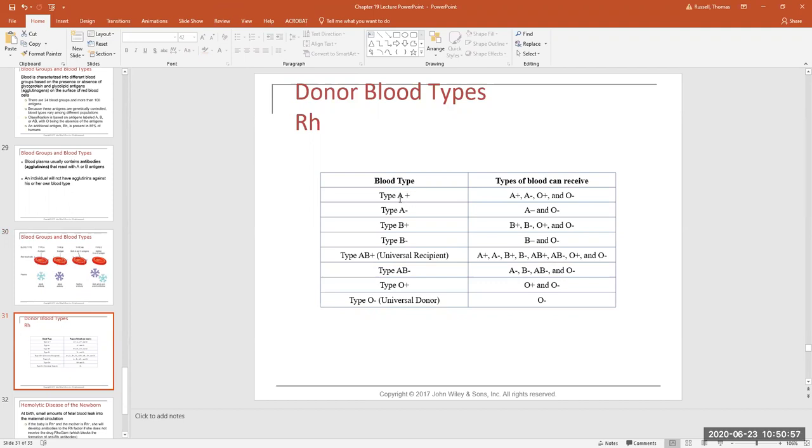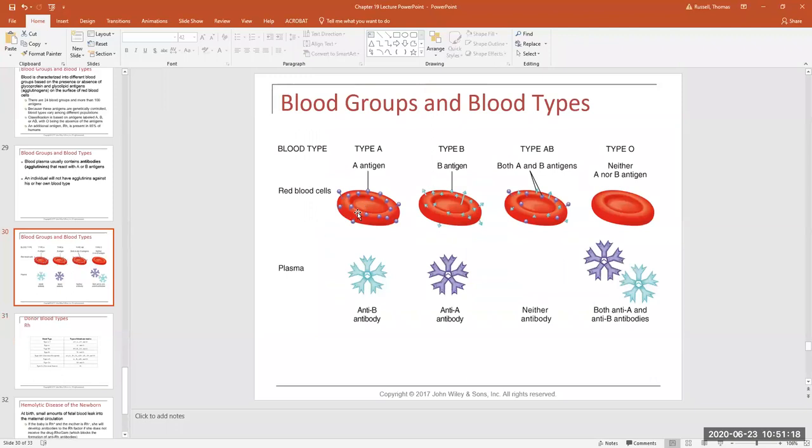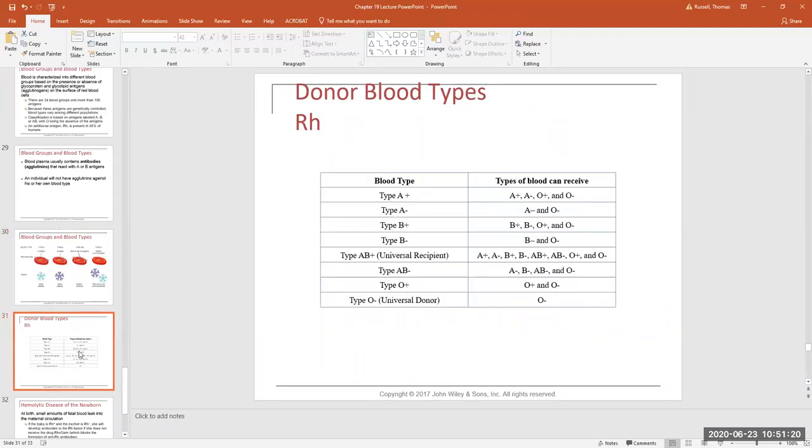So a person who is type A has the A antigen. If they have the Rh factor, they are called A positive. If you have a type A person that is missing the Rh factor, it's called A negative. So any one of the blood types that has the Rh factor on the surface of the red blood cell is called a positive blood type.